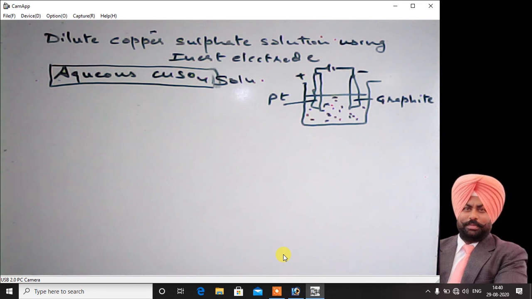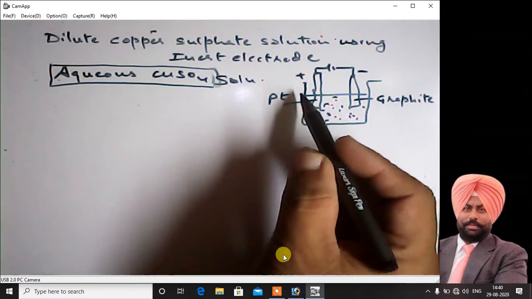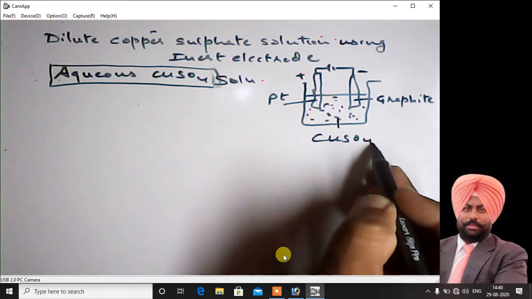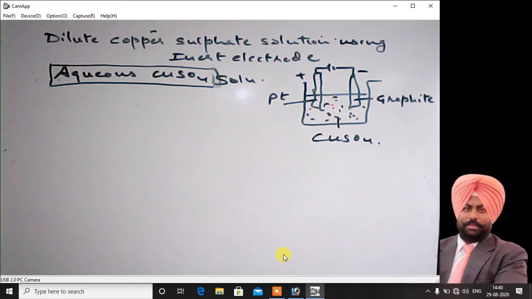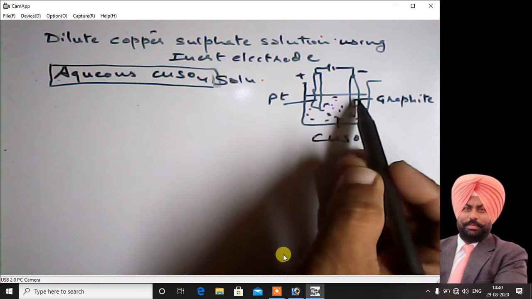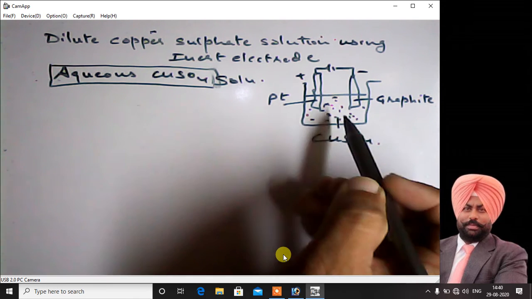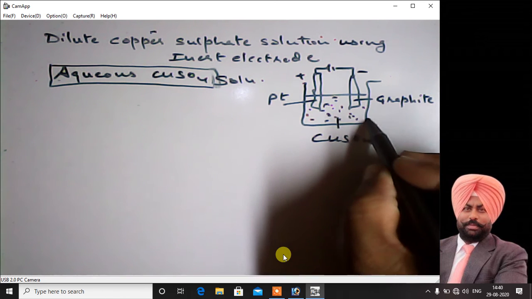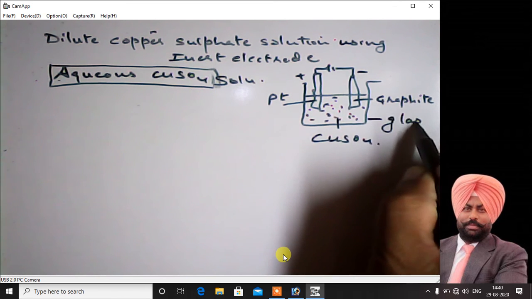In this case, you all can see that I have taken copper sulfate solution, either dilute or aqueous, in the container, and the electrodes anode and cathode have been immersed in the solution, which have been attached to the battery that is always to be used of 12 volt and 3 ampere. The container here which we are using is a glass container.